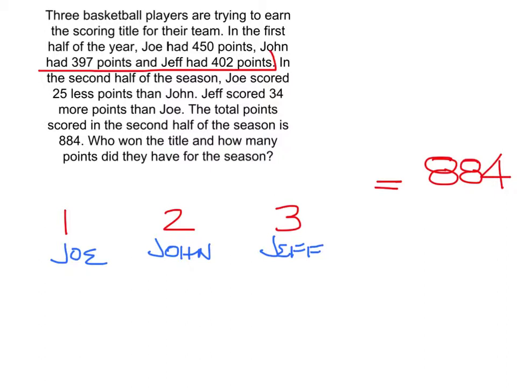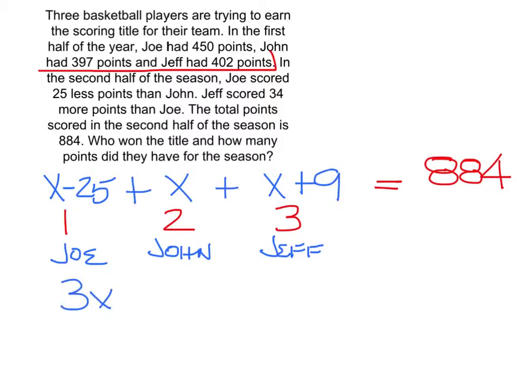Joe scored 25 less points than John, so John is X, Joe is X minus 25. And Jeff scored 34 more points than Joe. So that means Jeff will have what expression? X plus 9 is right. Okay, so we have 3 X's, and negative 25 plus 9 is what? Negative 16, right? So we'll put it in as minus 16. And all that's equal to 884.